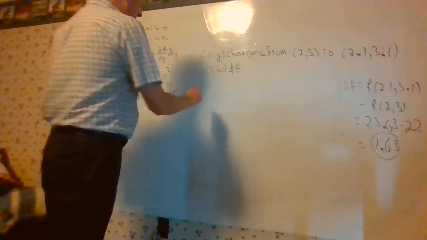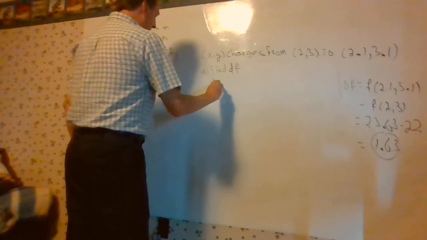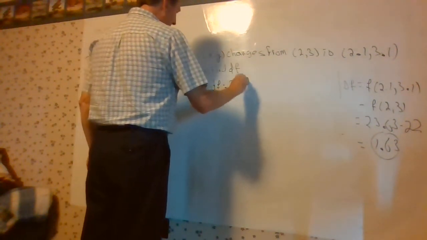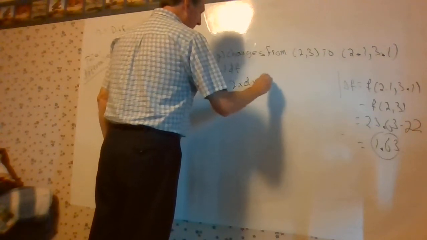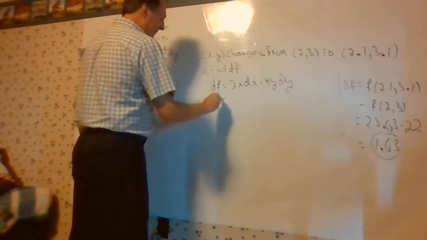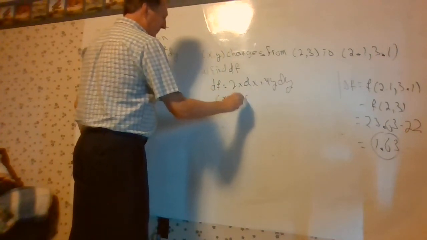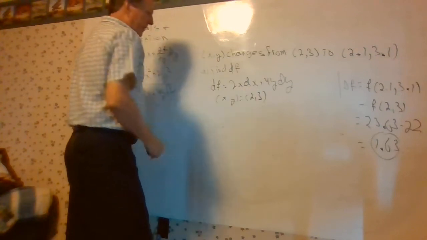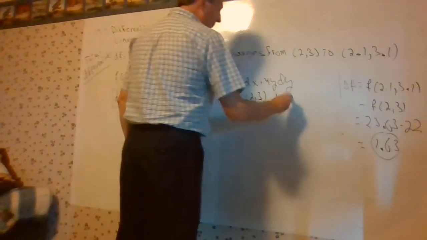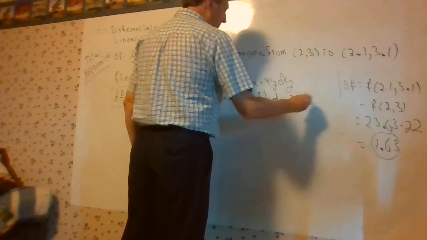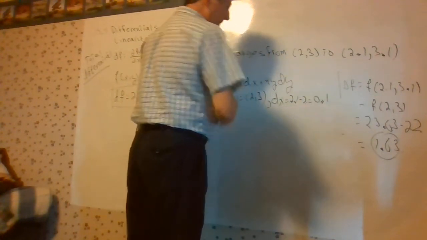We have our total differential. df is equal to 2x dx plus 4y dy. Now we're going to start at 2, 3, and I'm going to let dx be 2.1 minus 2, which is 0.1.